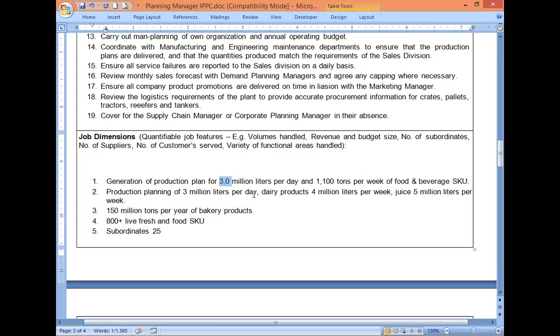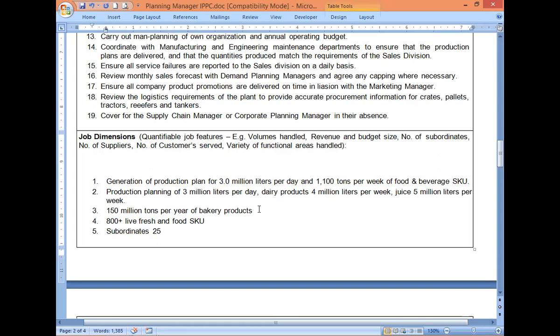I just put it for the sake of training. So generation, for example, a production plan for 3 million liters per day and 1,100 tons per week of food and beverage SKU. Production planning of 3 million liters per day, dairy products 4 million liters per week, juice 5 million liters per week, 150 million tons per year of bakery products.